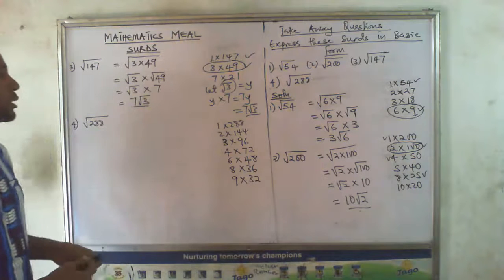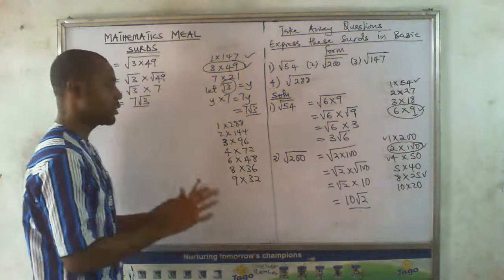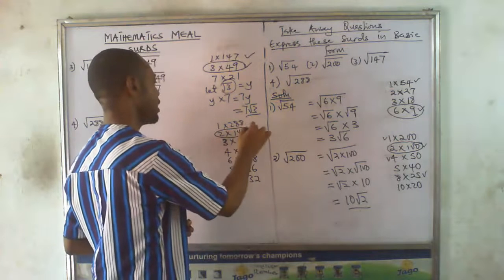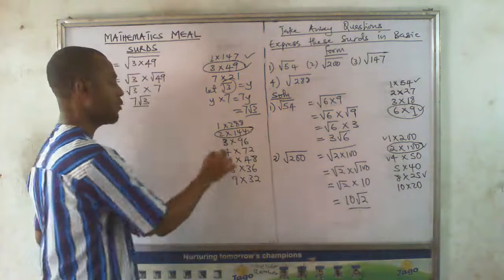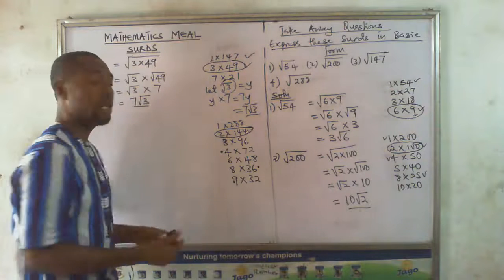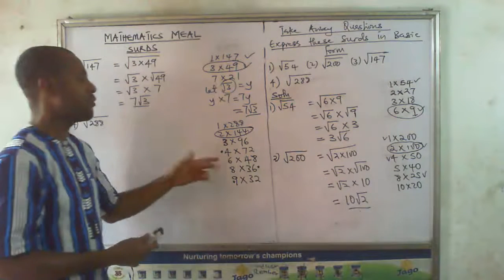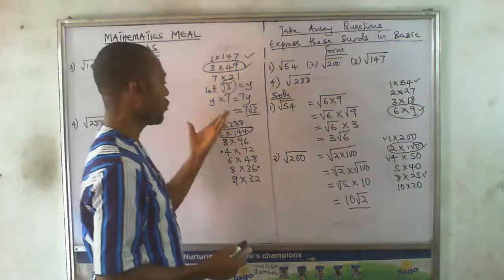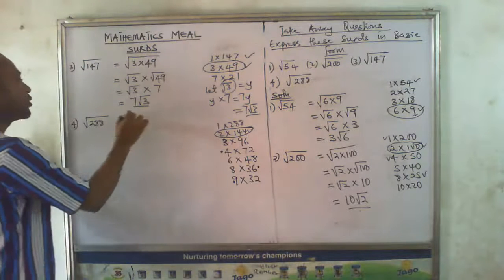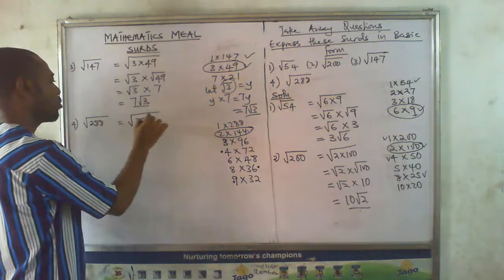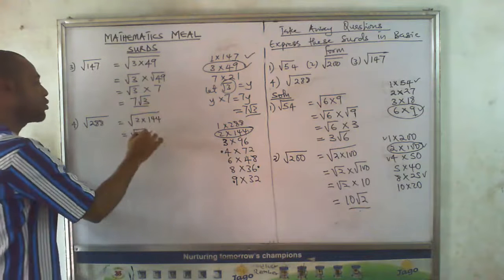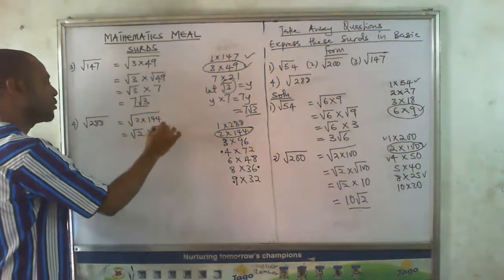Yes, 9 times 32. I think I've gotten what I'm looking for because the possible highest perfect square here is this. Even though we have others, this is a perfect square, there's a perfect square. But we cannot obtain any other higher perfect square than 144 from 288. So we're selecting this pair. So we're going to have square root of 2 times 144. So we separate them, square root of 2 times square root of 144.